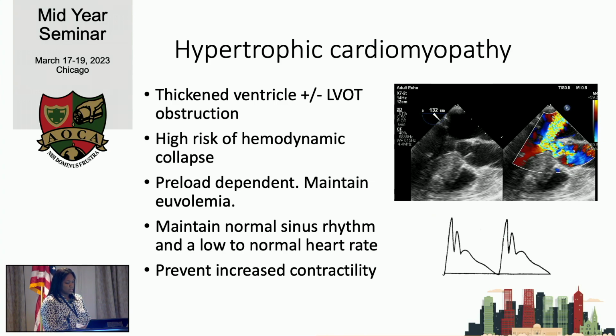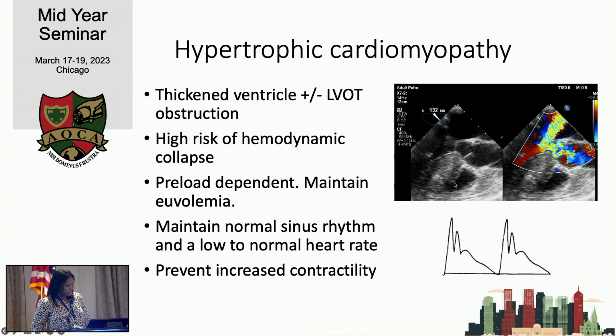Ultimately, hypovolemia can worsen that obstruction, as well as mitral regurgitation, leading to hypotension and hemodynamic collapse. You want to avoid arrhythmias like atrial fibrillation, which can impair and reduce left ventricular filling and stroke volume. They're very preload dependent, so you want to maintain euvolemia, and you want to prevent increased contractility. Some of the medications that we typically use can really get you in trouble with patients in this situation.